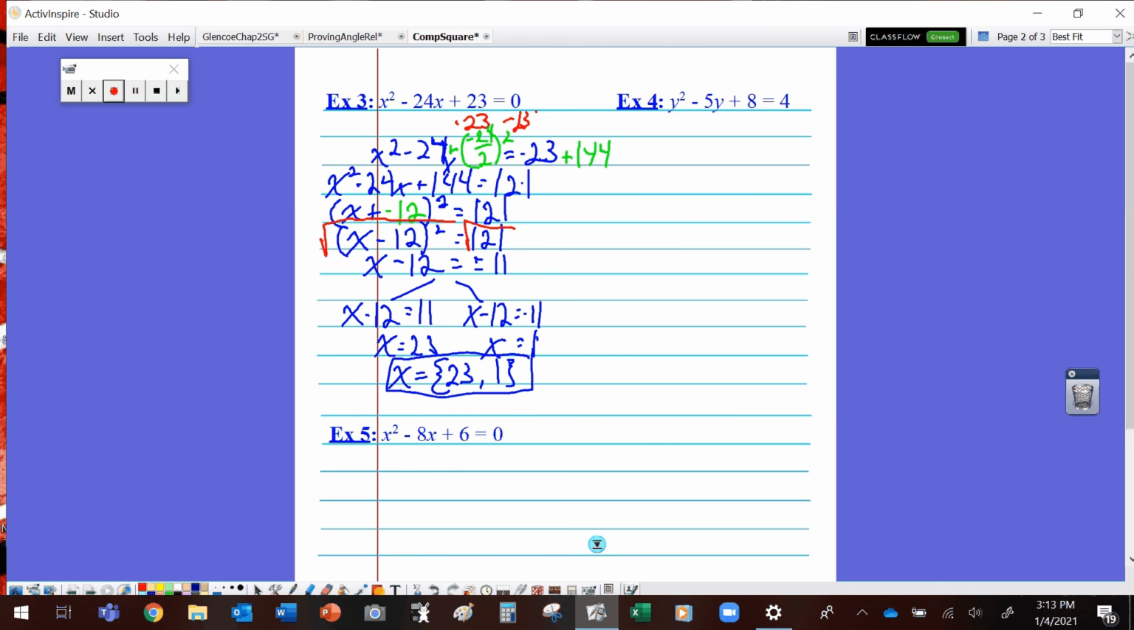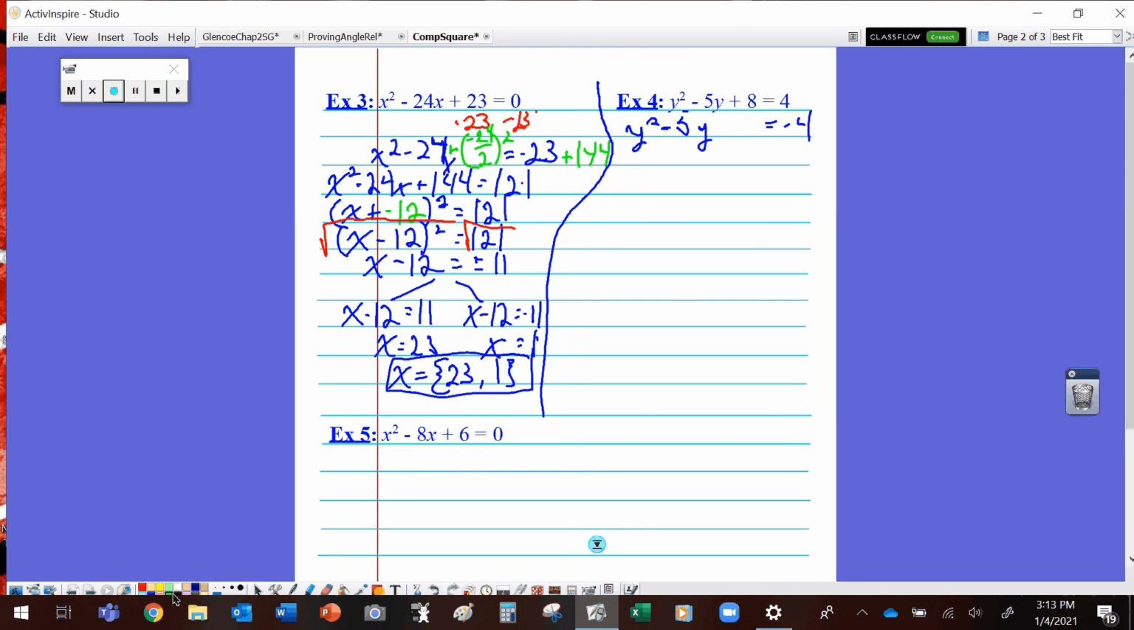All right, let's take a look at one more over here. Okay, I have y squared minus 5y plus 8 equals 4. So the first thing I want to do is move all of my constants over to one side. So I'll subtract that 8 from both sides. And I'll have y squared minus 5y equals, leave a little bit of space, equals negative 4.